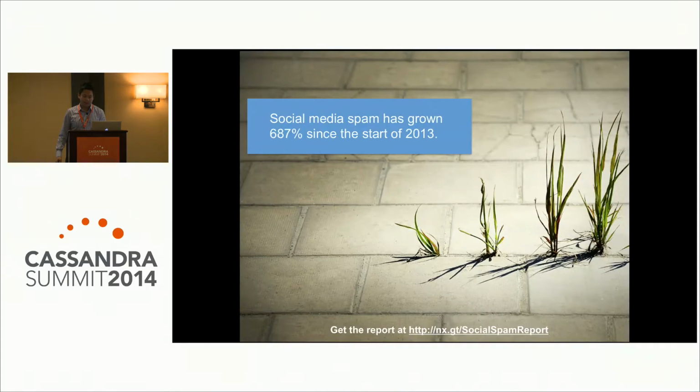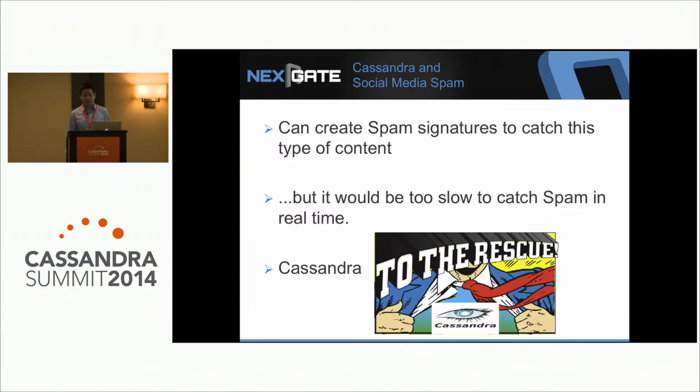But we did release a social media spam report. I encourage you to take a look at it if you want to get educated about social media spam. That was back in 2013, and since then it's grown about 7 times. So spam is becoming a real problem. You can create spam signatures to catch this type of content by looking at things like "work from home", but you could only do that after the fact. Creating these signatures would take too long, and it'd be too slow to catch in real time. So Cassandra to the rescue.